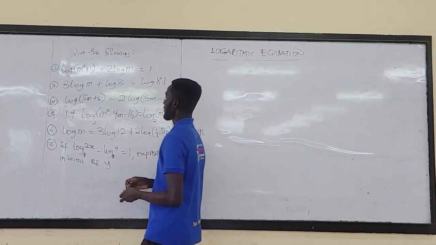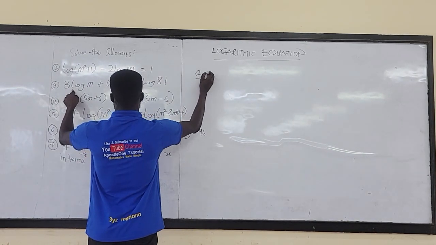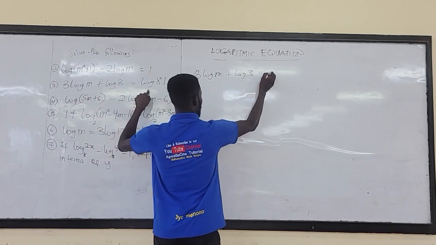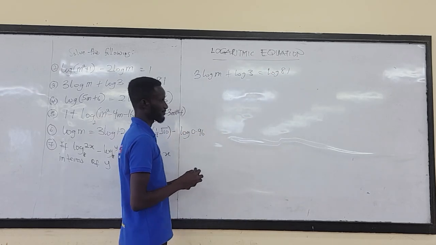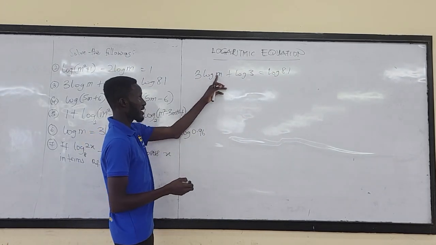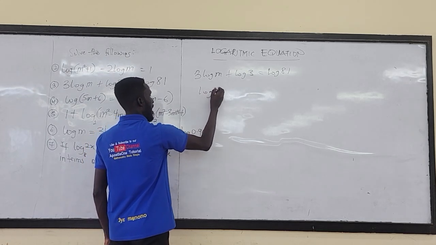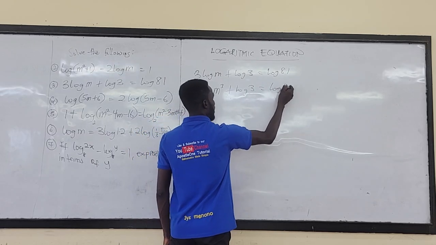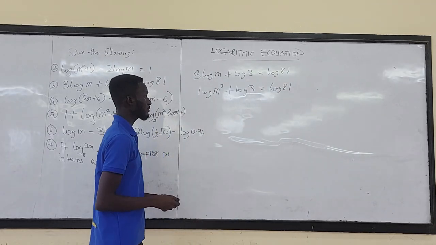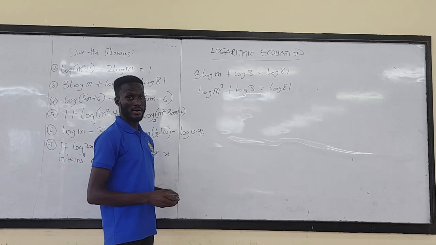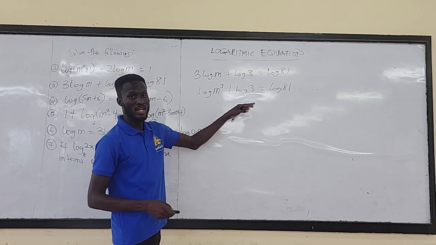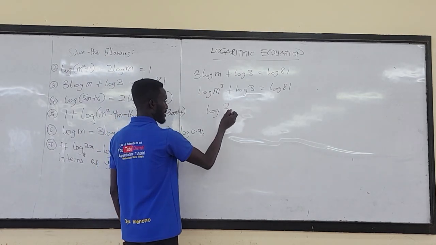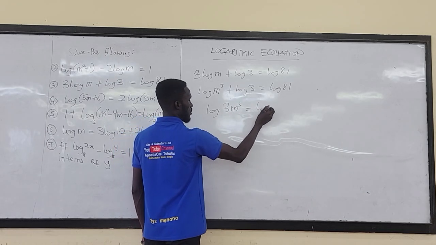Now with question number 3, we have 3 log n plus log 3 equal to log 81. This one is as simple as that. This 3 becomes an exponent of the n. So we have log n exponent 3 plus log 3 equal to log 81. Now this one means multiplication of logarithms. They are adding, so since they are adding, I need to multiply inside the log. So we have log of 3 times n exponent 3, which gives us 3n exponent 3, equal to log 81.